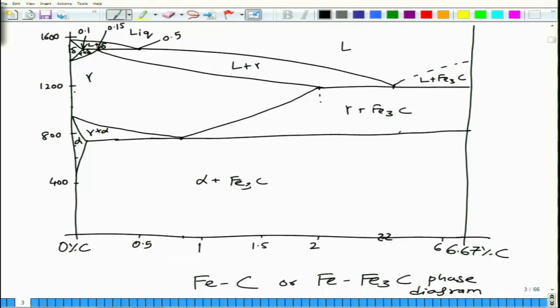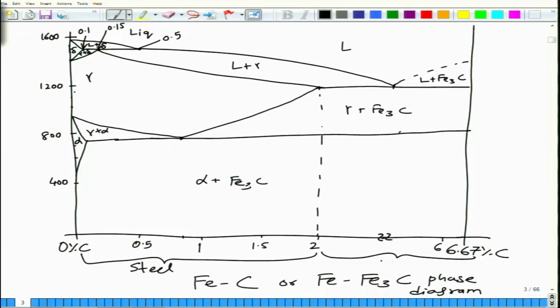So according to this phase diagram, up to 2% what we have is steel, and beyond 2% what we have is cast iron. Okay. Now there are a few things that we need to know. We have looked at a few microstructures of this. We know that this is a eutectoid reaction, this is a eutectic reaction, and this is a peritectic reaction. We also know how these reactions take place.